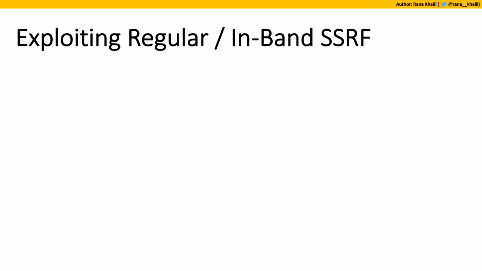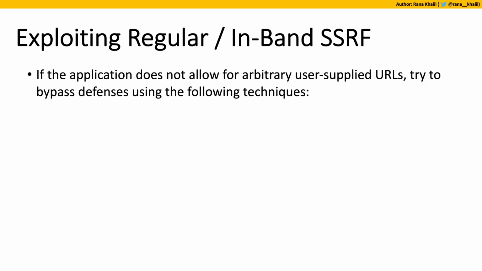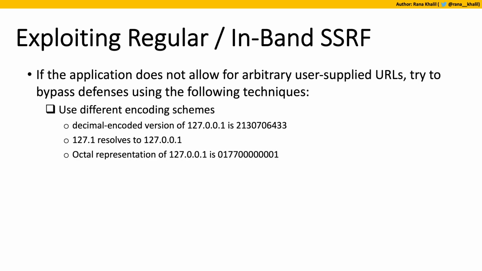Now, the second scenario, which is a little bit harder, is if the application does not allow for arbitrary user-supplied URLs. What that means is there are defenses put in place that will prevent you from requesting any URL you want. And when there are defenses in place, you need to try to bypass these defenses. And there are some known techniques that are used when it comes to bypassing SSRF defenses. One of them is to use different encoding schemes, so to obfuscate your URL by using a different encoding scheme. And this is usually used to bypass blacklists. So if the application has a defense mechanism that blacklists internal IP addresses, then you could use this technique in order to bypass that defense.